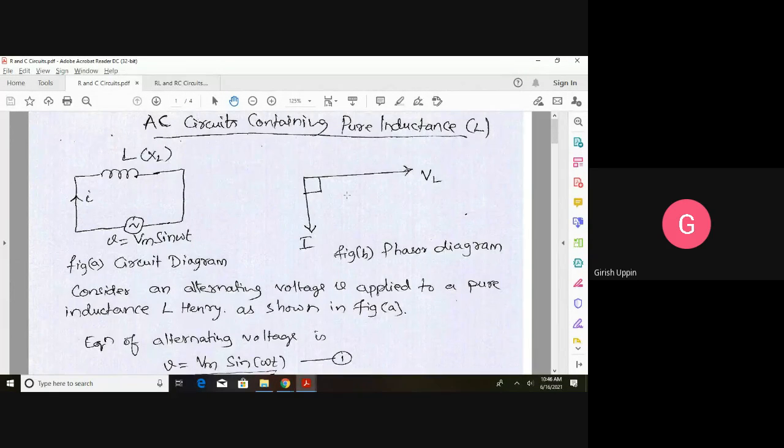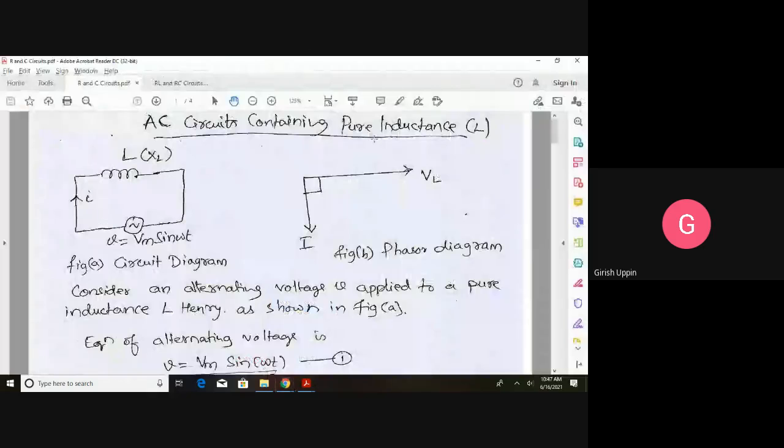So in today's class, we will look into the pure inductance and pure capacitance, and how the circuit will behave if we connect a pure inductor to an alternating voltage source. In the example, you can see we have an inductor having an inductance of L, and XL, we will see, is called the inductive reactance.